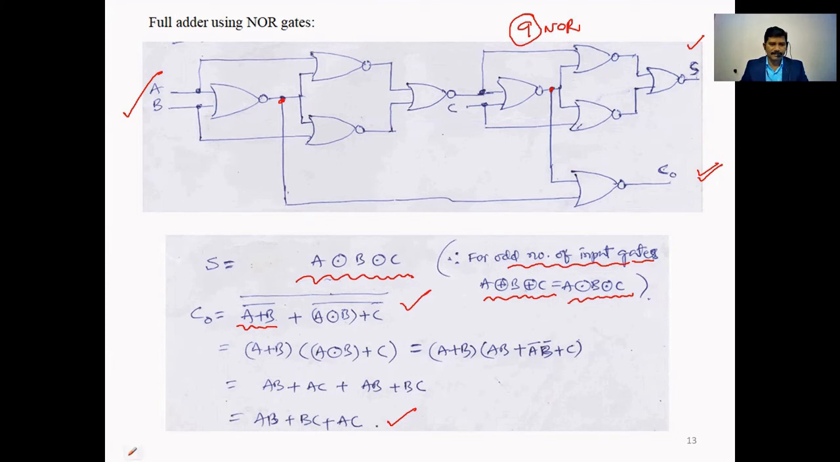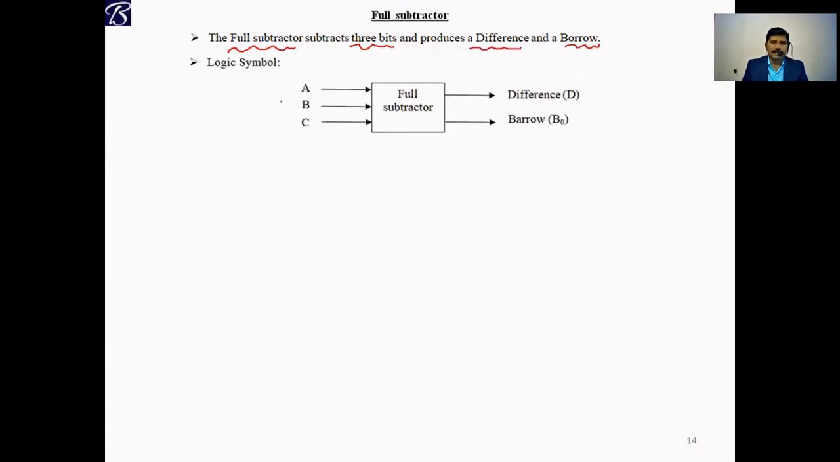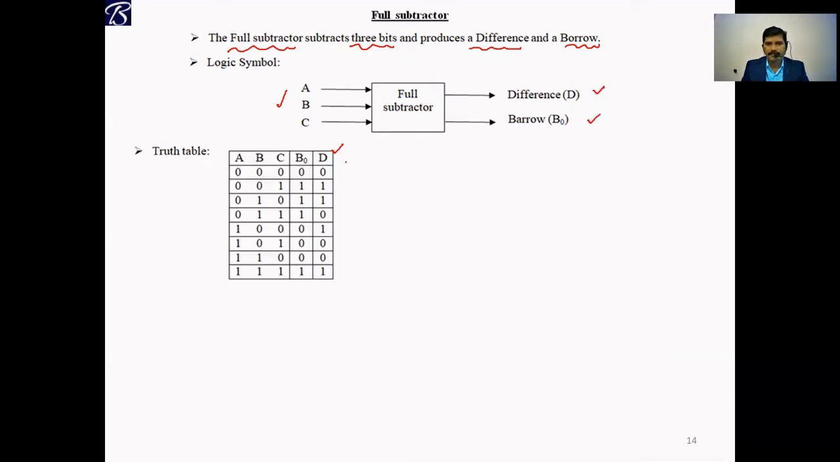Let us see the full subtractor. Full subtractor subtracts 3 bits and produces a difference and a borrow. Here 3 inputs are there. It subtracts the 3 given inputs and produces a difference and borrow. This difference is the same as in a full adder: odd number of ones, it is 1.